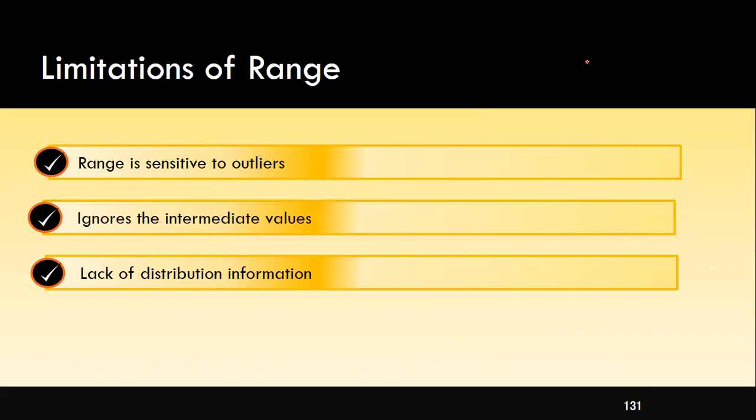And also it ignores the intermediate values. It does not take into account each and every value. Simply it takes into account only the minimum value and maximum value. That's it. And also it lacks the distribution information.